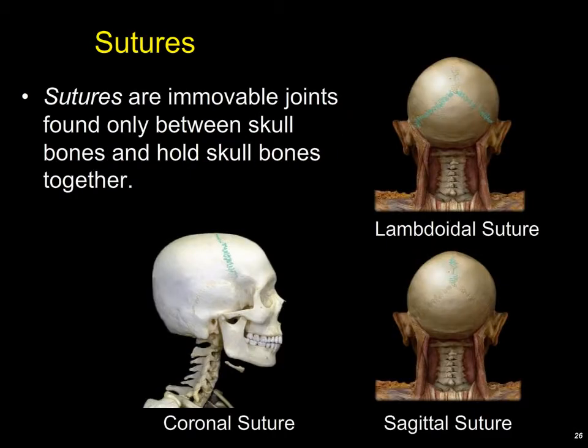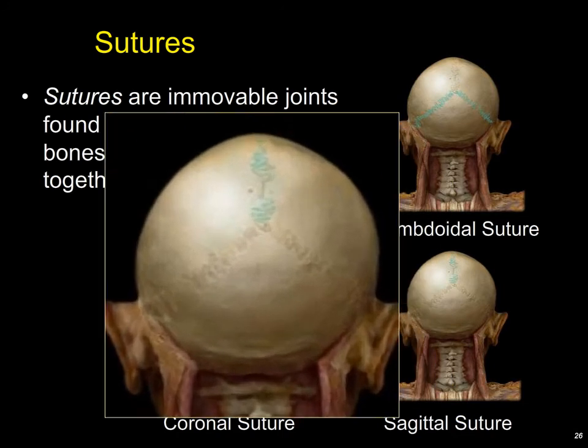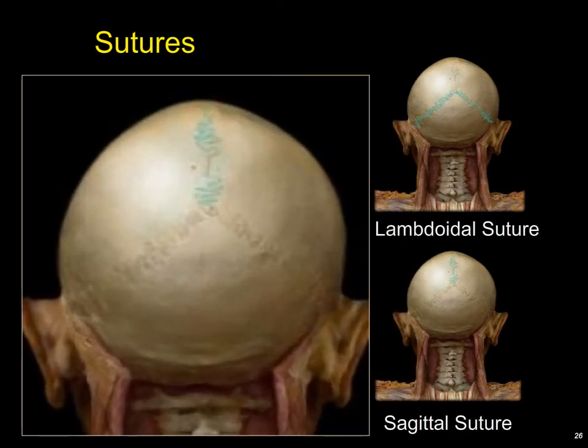Okay, so while we're on the topic of the skull and the cranial bones, we should talk about the sutures that join these bones. And a suture is an immovable joint that is only found between the bones of the skull and the cranium. And the most easy to recognize suture is something called the sagittal suture. Remember that the word sagittal means to divide into left and right halves, and so the sagittal suture divides the left parietal bone from the right parietal bone.